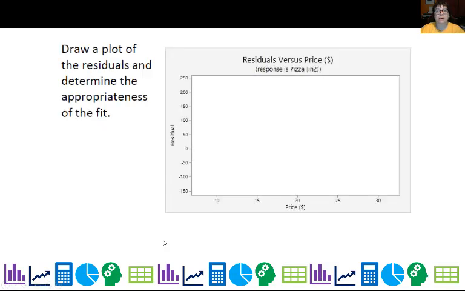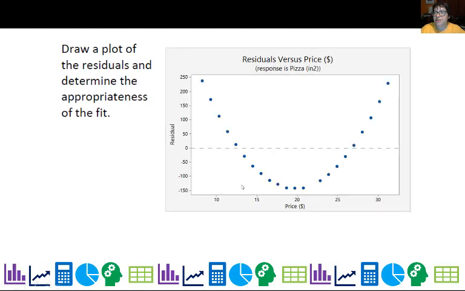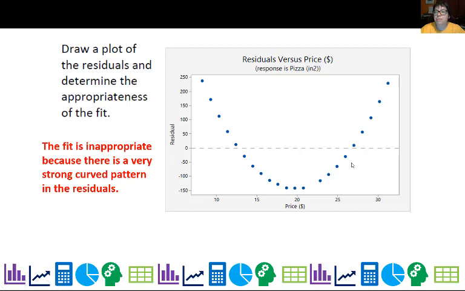So let's double check this by doing a plot of the residuals, which I did right there. Go ahead and copy that into your notes. Does that look like random scatter? No, it's inappropriate because there's a very strong curve pattern in the residuals. In fact, it looks like a quadratic or a y equals x squared pattern.